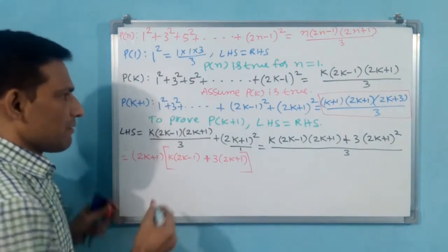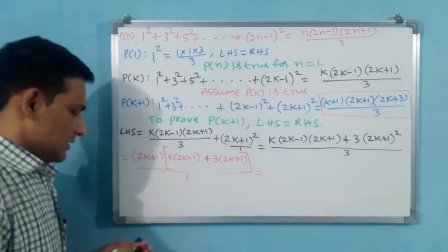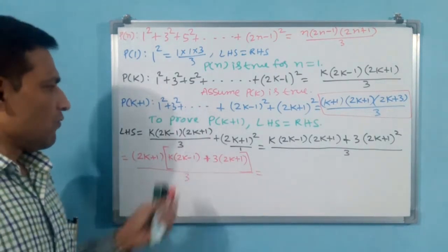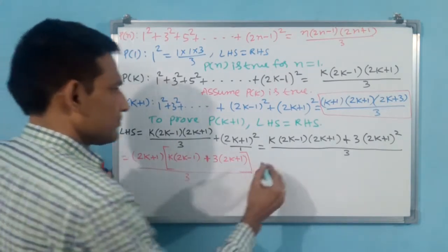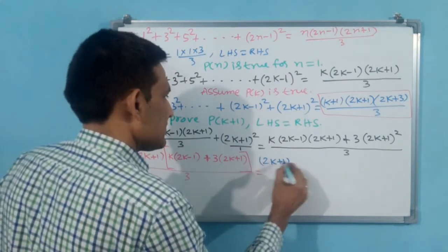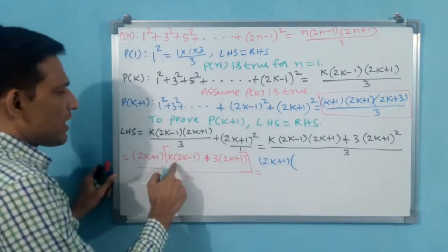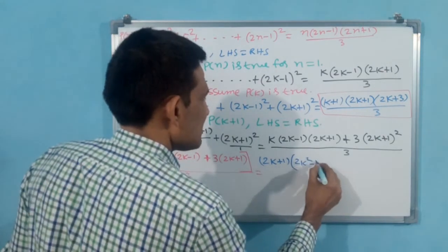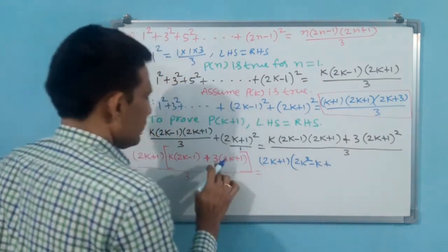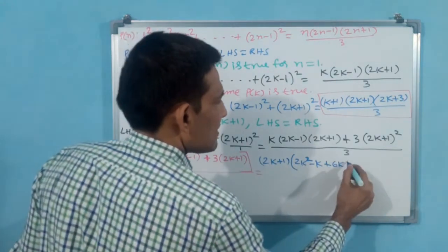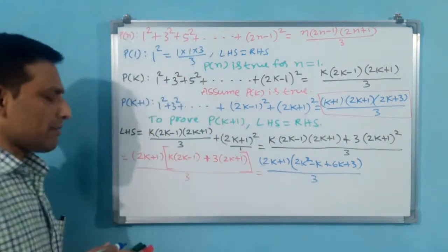But all of it is divided by 3; that you should not confuse. Now I am going to do the further expansion. 2k square minus k plus 6k plus 3, divided by 3. Okay, now you stop and analyze.